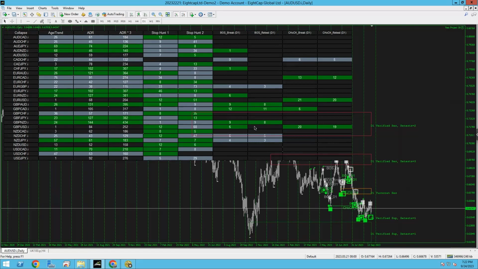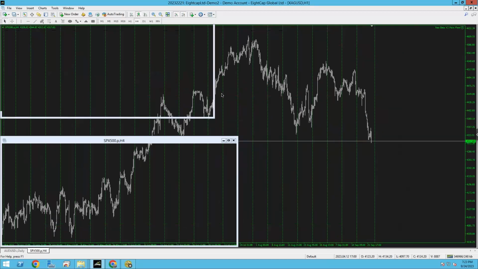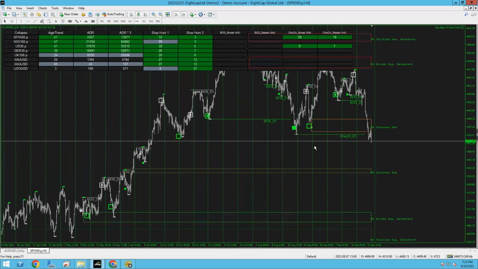I haven't done gold just yet. No, I haven't done gold just yet. Right, you can do the same as that thing. It doesn't matter what pair you're looking at. Look, SPX 500, just so you can see people. Look, see the same thing here.